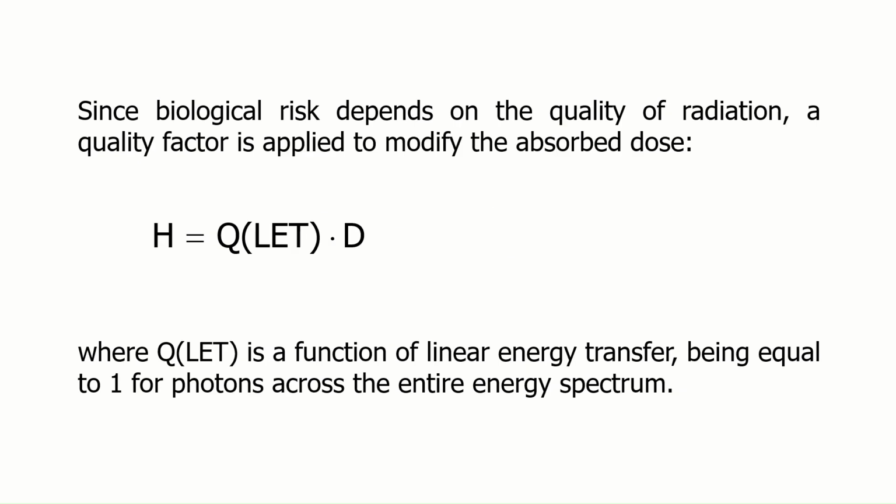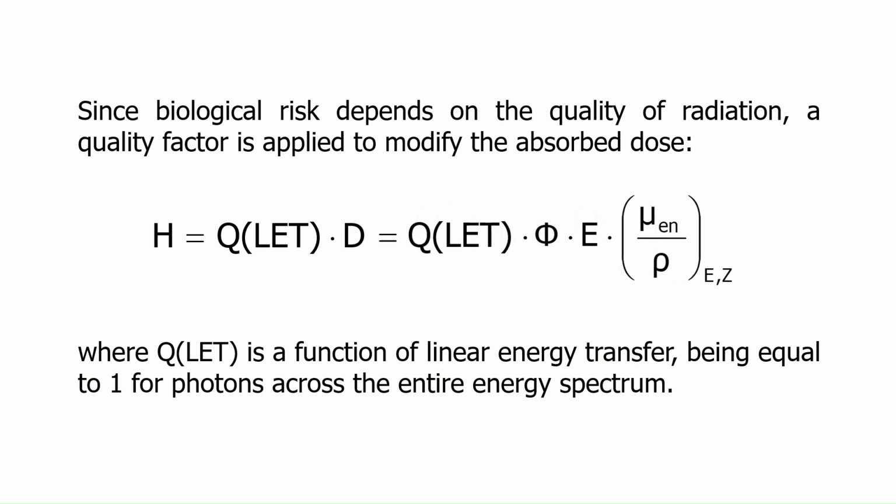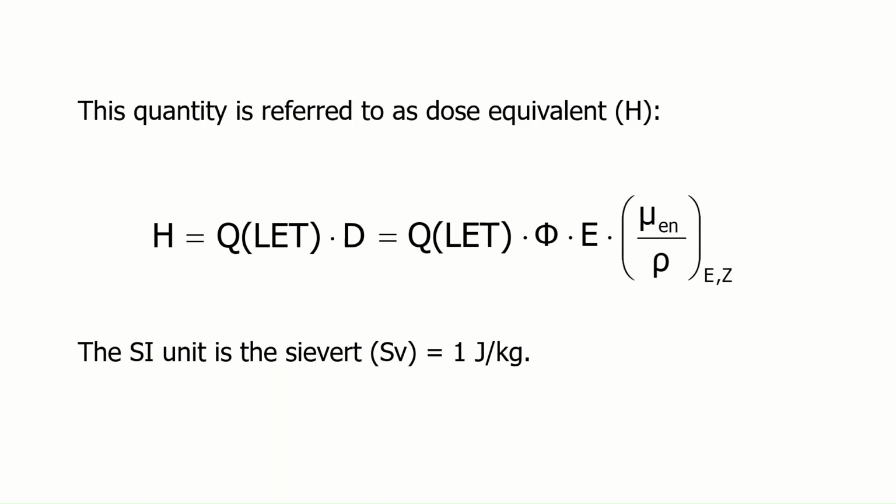Since biological risk depends on the quality of radiation, a quality factor is applied to modify the absorbed dose. Where the quality factor is a function of linear energy transfer, being equal to 1 for photons across the entire energy spectrum. This quantity is referred to as dose equivalent. The SI unit is the sievert, also equal to 1 joule per kilogram.